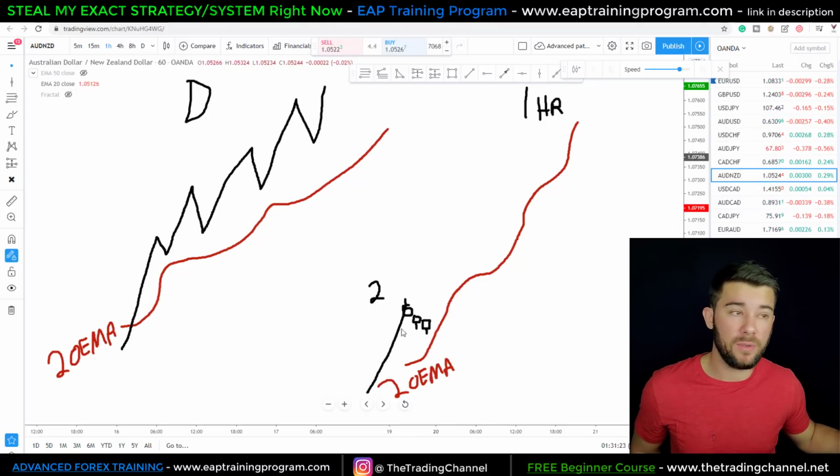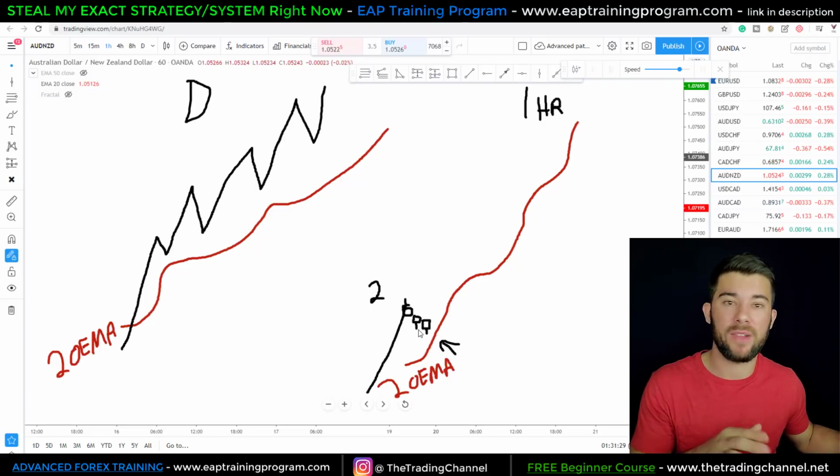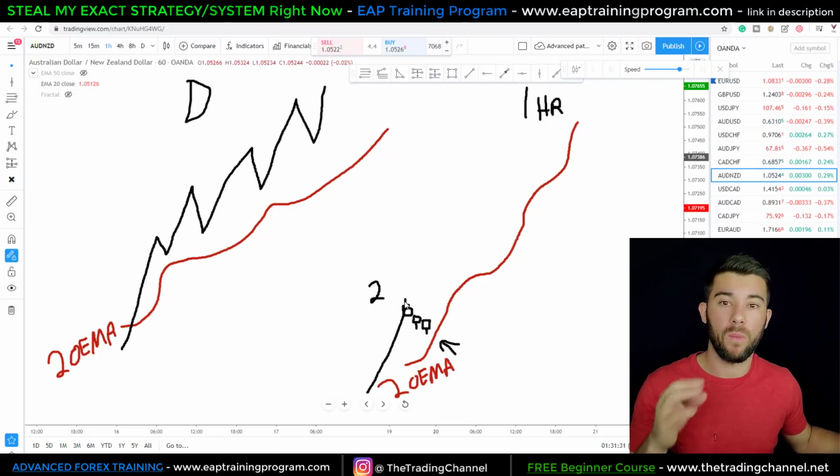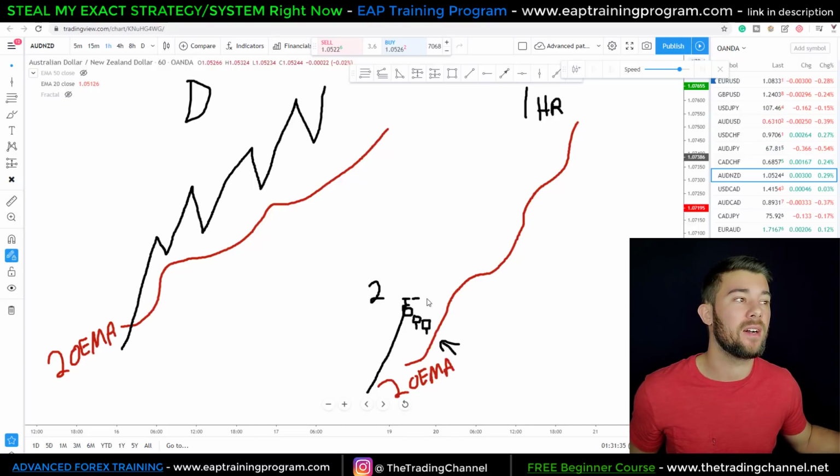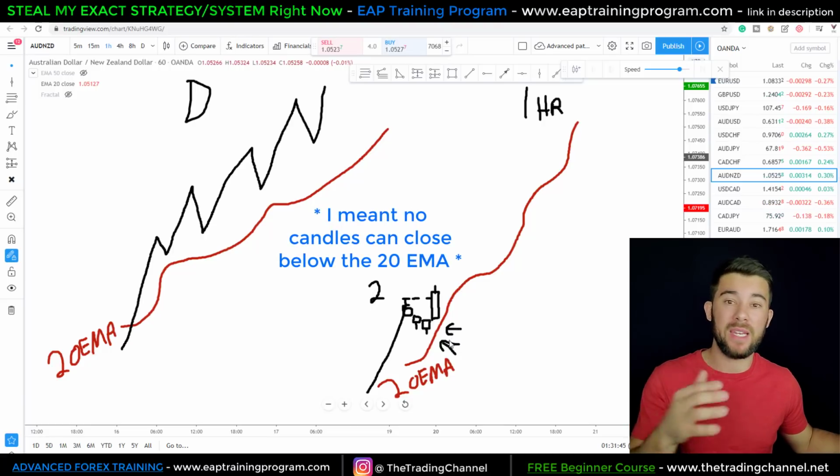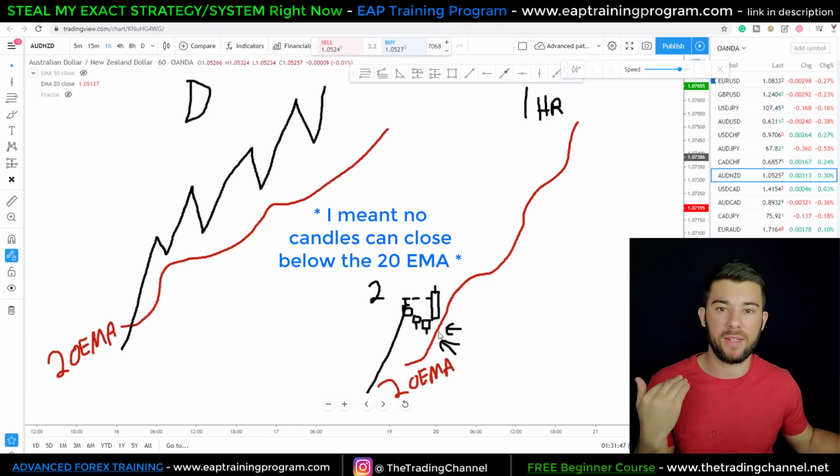And I need these two candles not to touch the 20 EMA. At this point, as long as every candle stays above the 20 EMA, what I'm doing in the entry of this strategy is at the high of the swing high. So I'm waiting for a candle to come up and break that swing high. Again, none of the candles can touch the 20 EMA. If any candle touches the 20 EMA, it invalidates the trade.